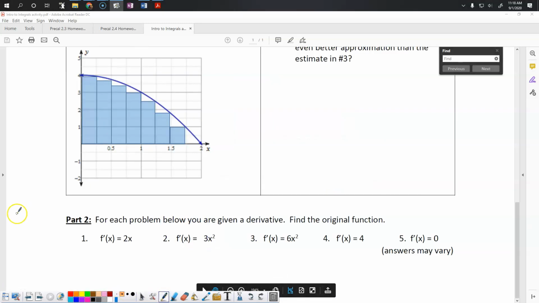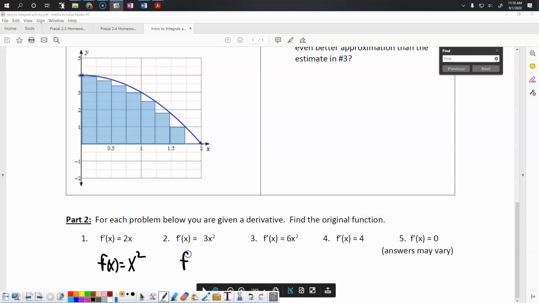All right, so let's go ahead and take a look at part 2 then. For each problem below, you're given the derivative. Find out what the original function was. Okay, so I'm going to tell you guys the answers here so you can check your work. You should have gotten for this one x squared, right? Because if you took the derivative of x squared, you would end up with 2x.